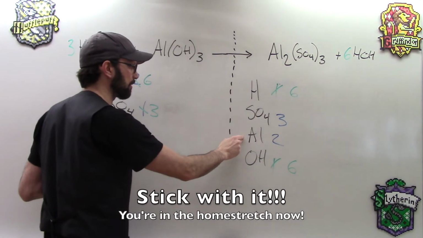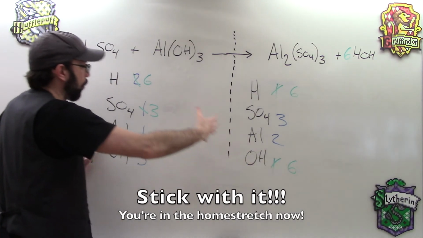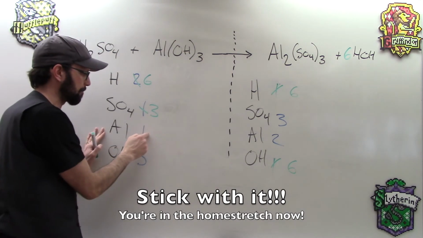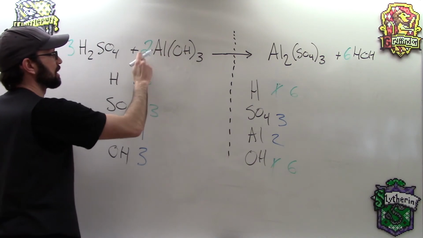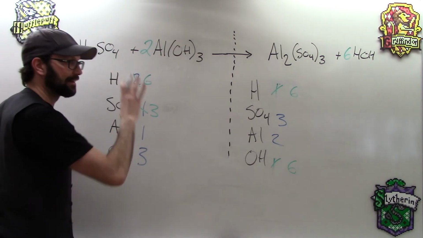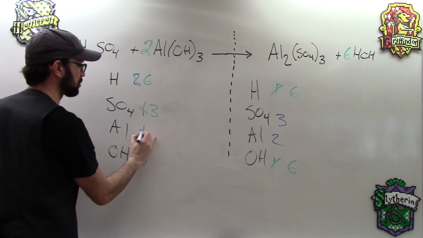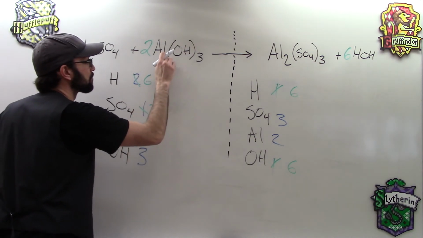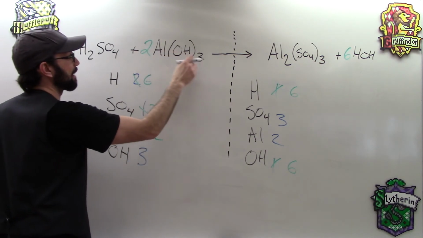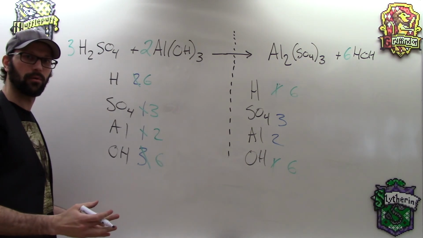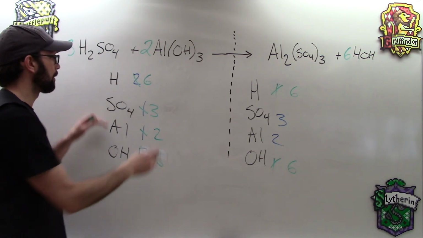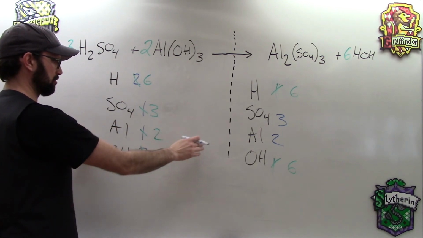We've got 2 aluminums on this side, 1 aluminum on this side, so let's go over to the reactant side. What times 1 equals 2? That's 2. Put a giant 2 coefficient and adjust your inventory. We've now got 2 aluminums, because 2 times the 1 aluminum is 2, and we have 6 hydroxides. Holy crap, it looks balanced. 6 and 6, 3 and 3, 2 and 2, 6 and 6.